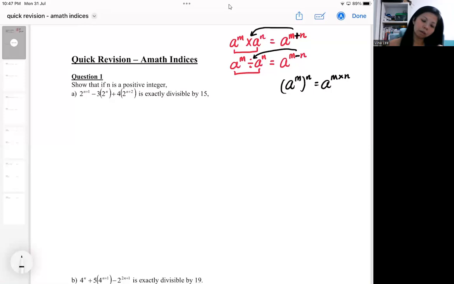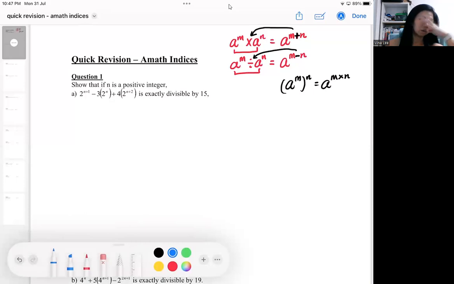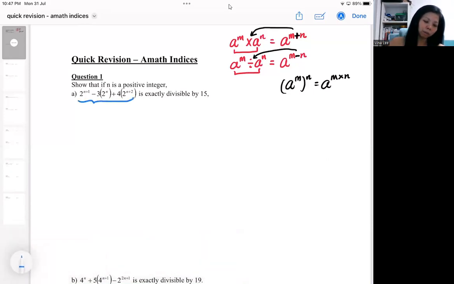So for example, question one, it's a very typical question. They will give you a whole expression and want you to show why the whole expression is divisible by 15. Whatever they want you to divide by, in the end you must simplify the whole expression until you get 15 as one of the factors. It can also be 30. As long as you can get a multiple of 15 in the final answer, you will be able to show that it is exactly divisible by 15.